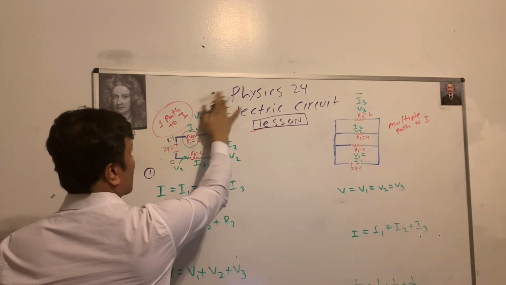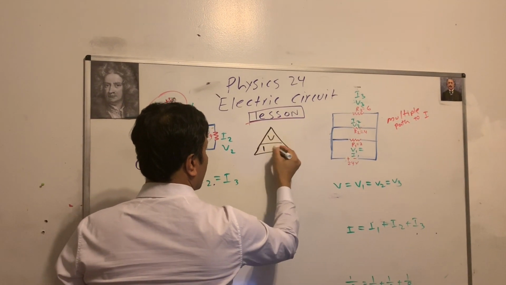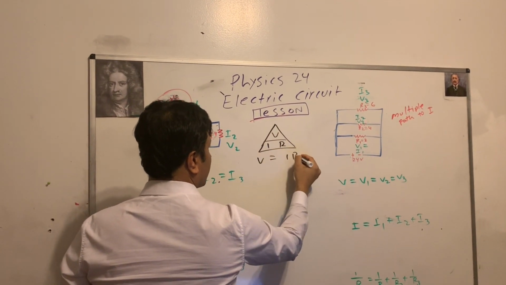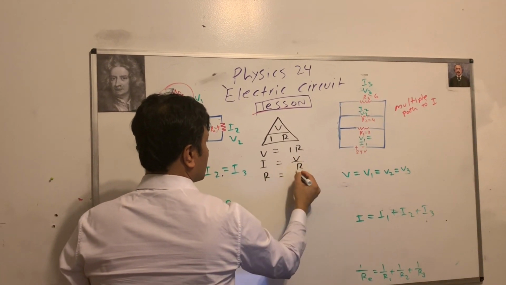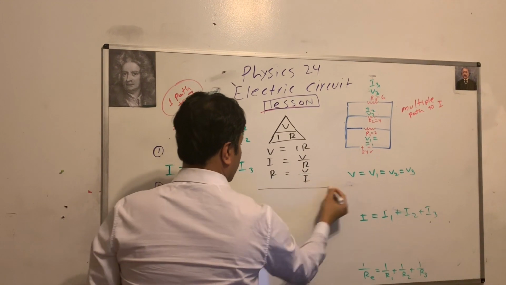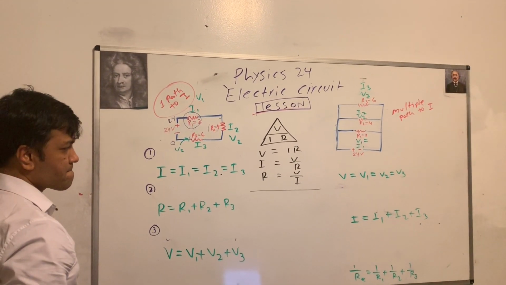VIR. So V goes on top. V is equal to IR. I is equal to V over R, and R is equal to V over I. It's simple to conduct this using any cross multiplication equation.